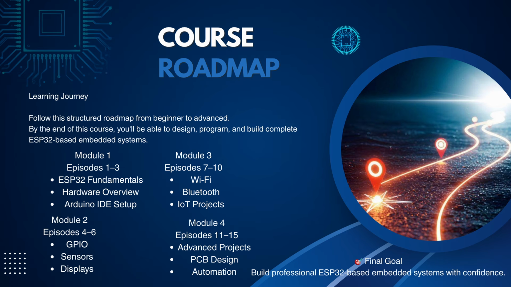In Module 2, from episodes 4 to 6, we'll focus on practical programming with GPIO, interfacing different sensors, and working with various display modules to create interactive embedded applications. In Module 3, covering episodes 7 through 10, we'll explore wireless communication using Wi-Fi and Bluetooth, and begin developing real Internet of Things, or IoT projects that communicate with cloud platforms and smart devices.